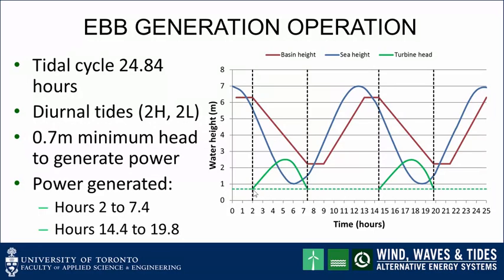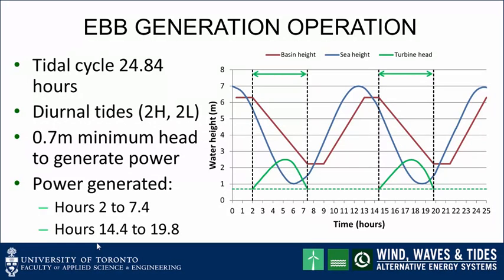And so you can see that only during certain periods is the head available to drive the turbine above the minimum required for it to operate. In fact, we generate during the period 2 to 7.4 hours, so from here to here, and then also from 14.4 to 19.8, so the second period over here. So in total, only 10.4 hours of the 24.84 do we have power generation, so about 40% of the time.